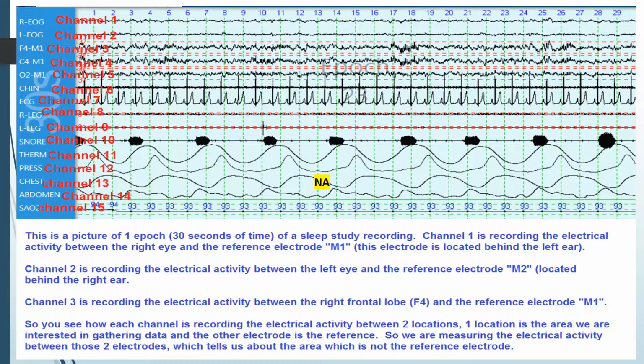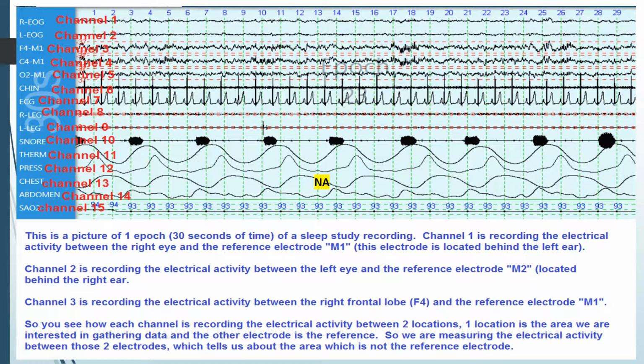And in channel 5, we're taking the right occipital lobe and referencing it to M1, which is just behind the left ear. So this is what's called a referential montage. All of the electrodes that we're trying to gather data from are being referenced to a similar electrode. Some other channels then as we go down the screen.